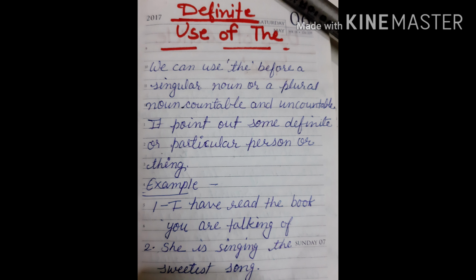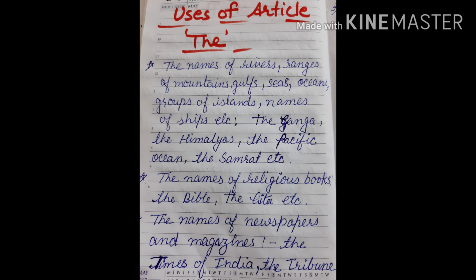In the second sentence, sweetest is the superlative degree of adjective. Before the superlative degree of adjective, we also use the article. The is the definite article. It has the following uses.